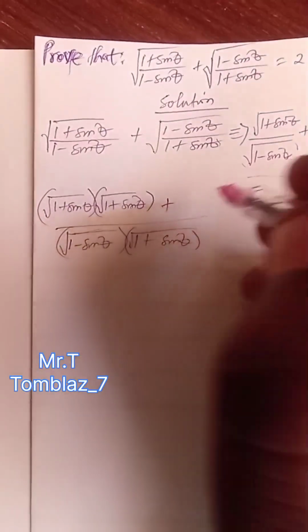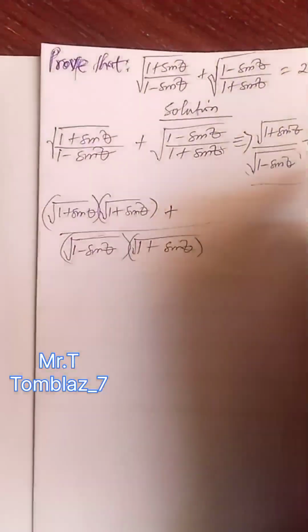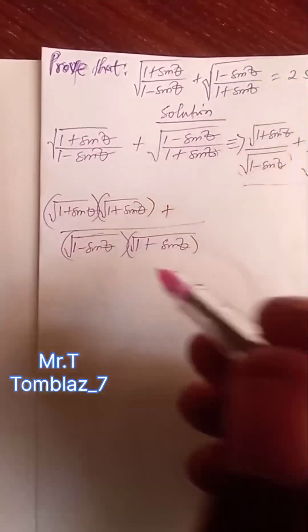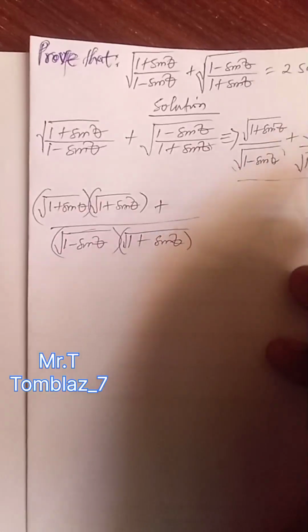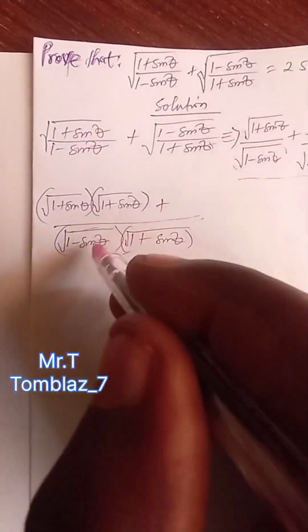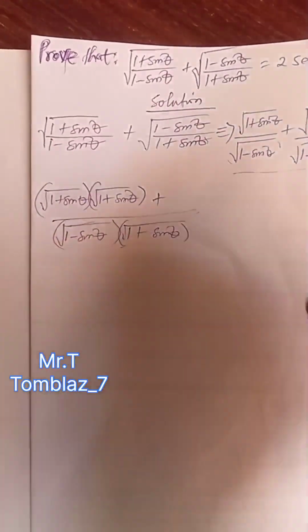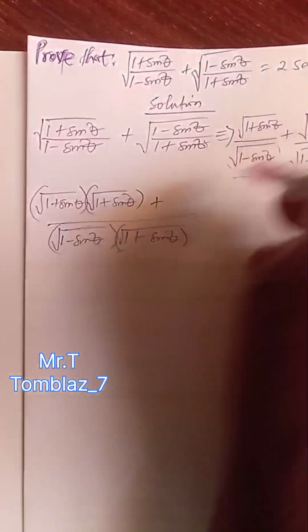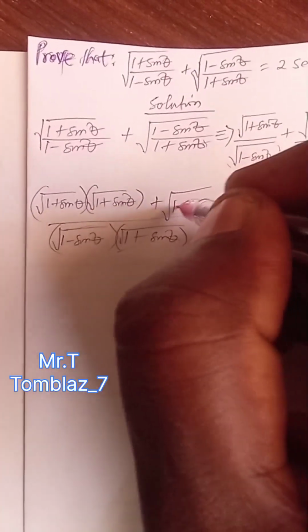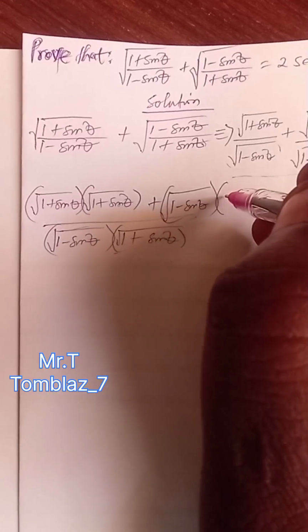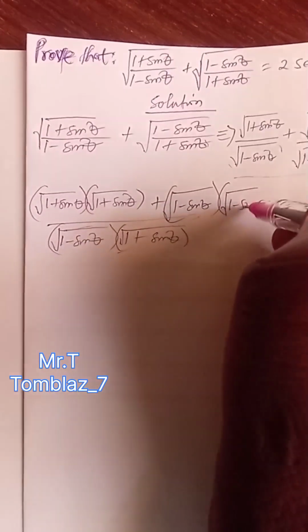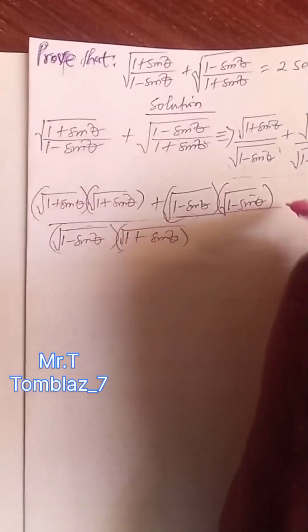Okay, then plus. Now let's take this denominator and we come here. Then this denominator divided by this value, it will take care of itself. Then this will be left, so we'll multiply by this. So they are also the same type, right? So the square root of (1 minus sine theta) times the square root of (1 minus sine theta). Alright, so that's what we're going to have.